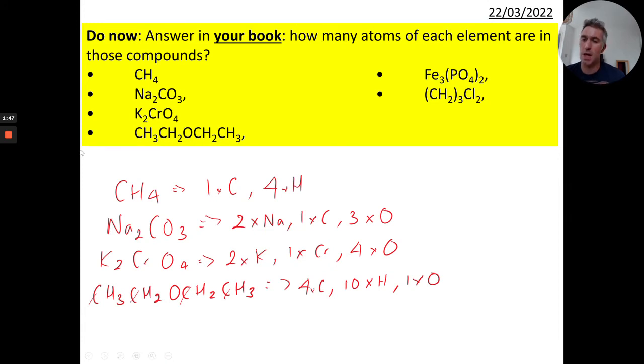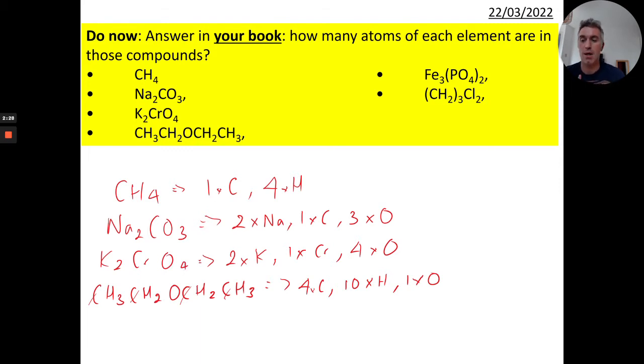The first one, CH4, as I mentioned, has just 1 C, so I've written 1 times C and 4 times H, 4 H's. Na2CO3 has 2 times Na, 2 sodiums. It's just got 1 C there, so 1 C and 3 oxygens, because there's an O and there's a 3 there. So 2 sodiums, 1 carbon and 3 oxygens. The next one, K2CrO4, we have 2 Ks, which is potassium, 2 potassiums, 1 chromium, 1 times Cr, there's just a Cr there, and 4 oxygens, O and a 4.